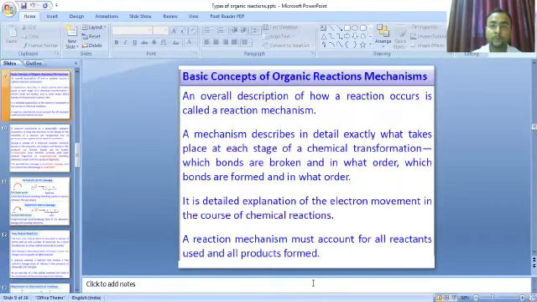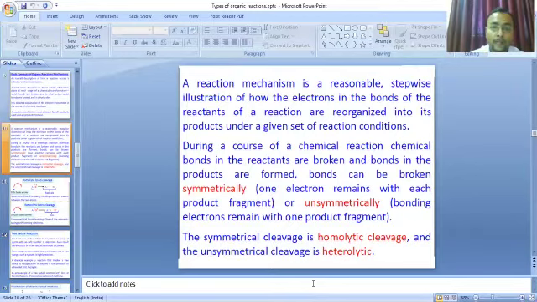The organic reaction mechanism describes how the chemical reaction takes place. It is a question of how the electrons in the bonds of the reactants behave under a given set of conditions. So during the course of a chemical reaction, chemical bonds in the reactants are broken and products are formed. On breaking of the bonds, one electron remains with each product fragment in symmetrical cleavage, and in unsymmetrical breaking the bonding electrons remain with one product fragment.